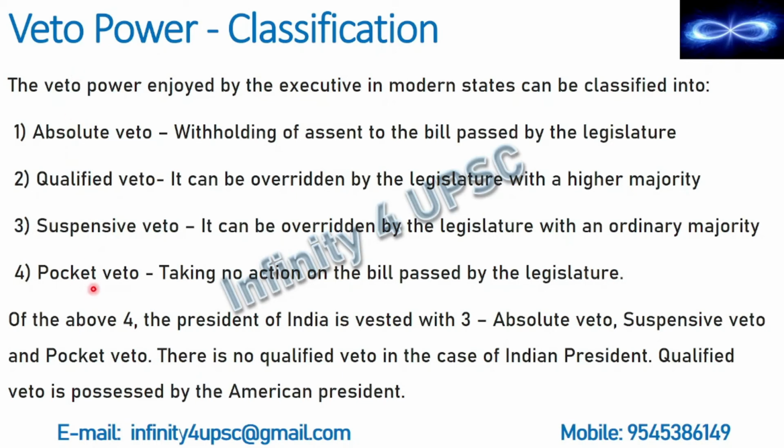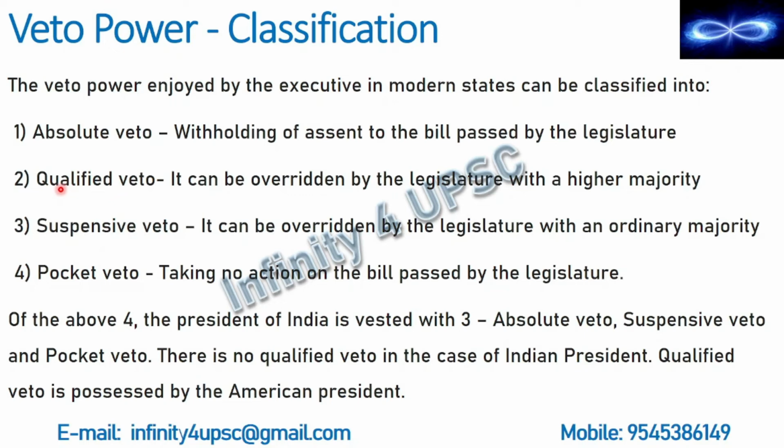Now, out of these four, we have already discussed absolute, suspensive and pocket veto. Absolute is withholding the assent. Suspensive veto, returning it, but it can be overridden by the legislature with an ordinary majority. Pocket veto, taking no action on the bill at all. Now there is one more called qualified veto, which is not available to the Indian president, but it is available to the US president.